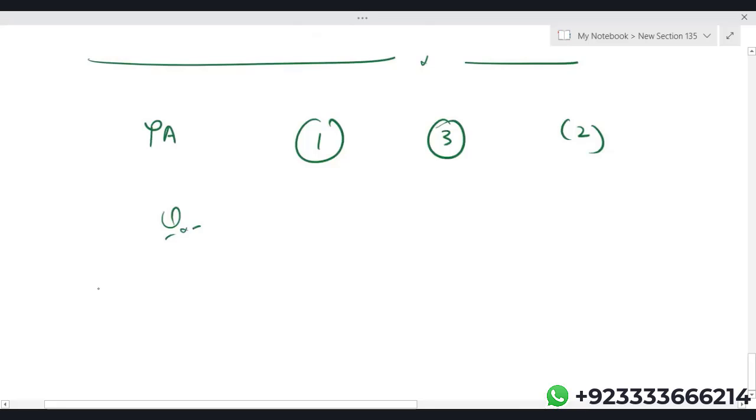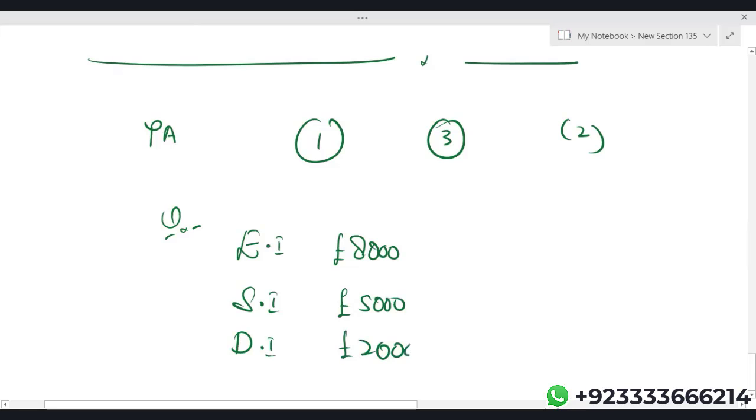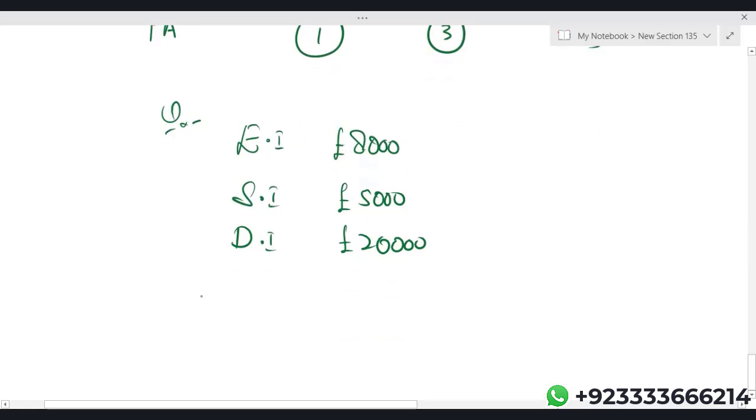Let's assume we have employment income of 8,000. Saving income, assume 5,000. And let's say the dividend income is 20,000. I want everyone to simply calculate the income tax liability.